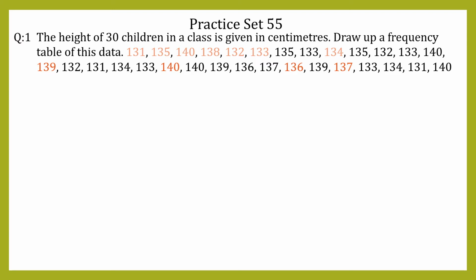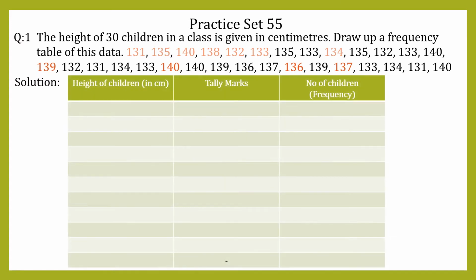Now dear children, when we draw frequency distribution table, we will draw a table with 3 columns. You can see a table with 3 columns. First is height of children in centimeters. Second column always will be tally marks. Third column, based on the tally marks, we will write number, that is number of children, that is nothing but frequency.